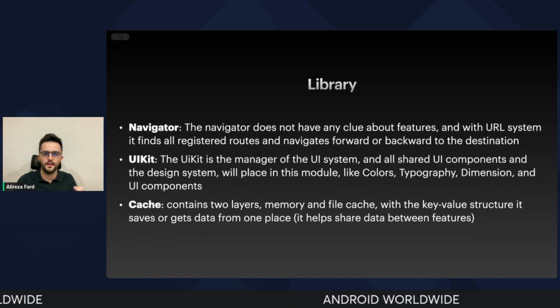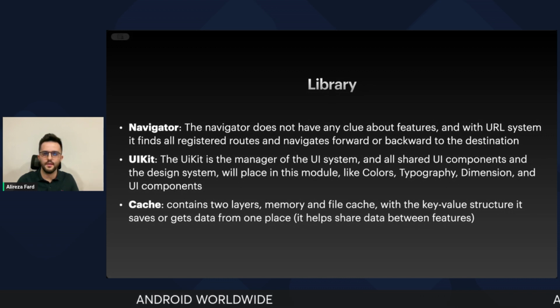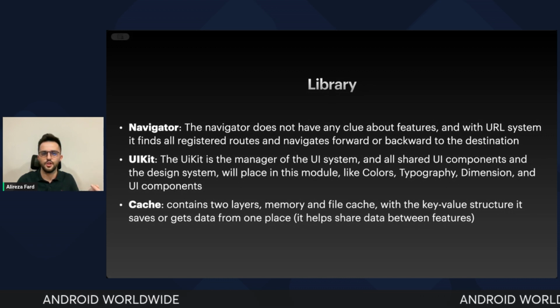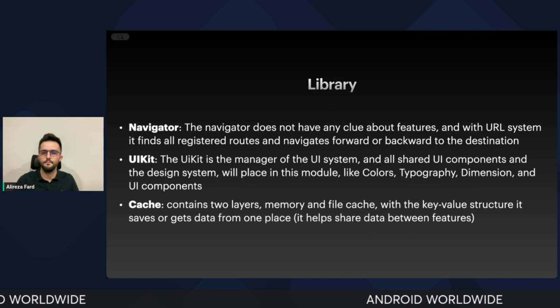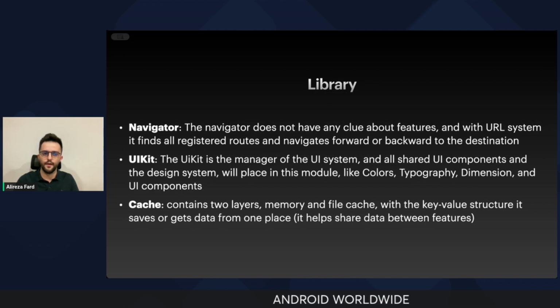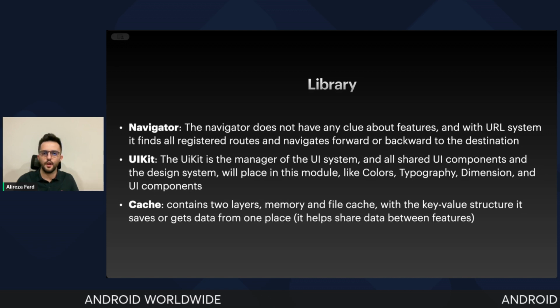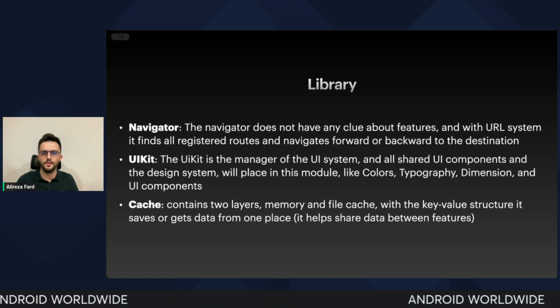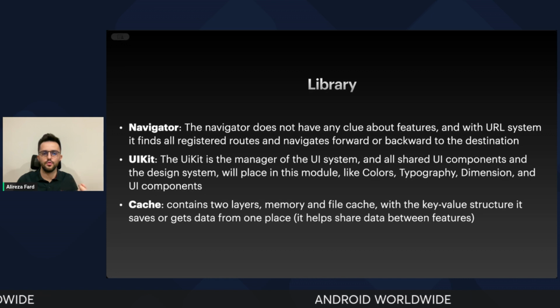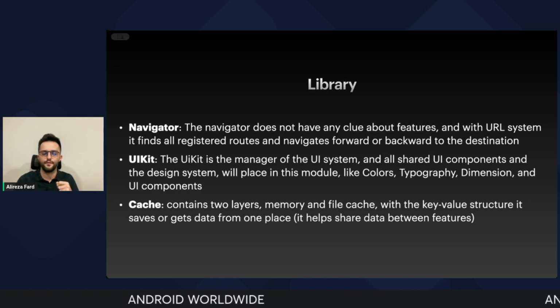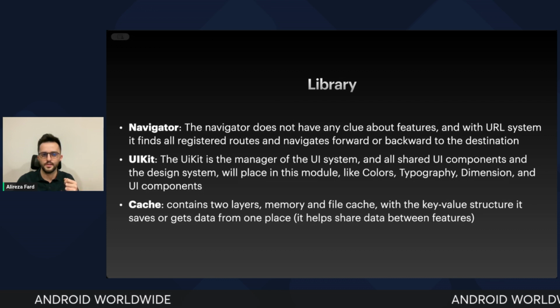For example, I bring three types of library modules, and one of them is navigator. Navigator does not have any clue about the features, and it's just a URL management system. We give a URL to that module, and the navigator in the library layer tries to find the correct screen for us and returns the fragment or composable for us.